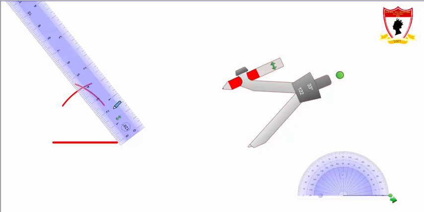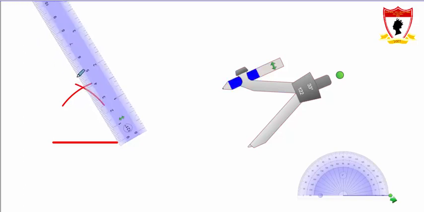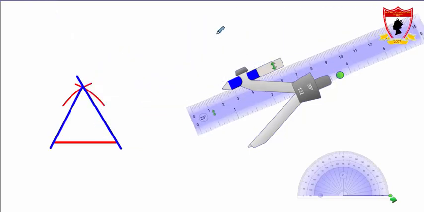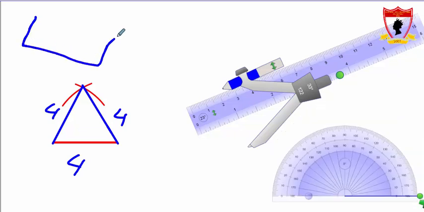Now let's join them. Now we got the equilateral triangle. Let's erase this extra edge here. Each side here is 4 centimeters because this is an equilateral triangle. How can we construct a rectangle, a perfect rectangle, which is 3 by 4? Let's construct this, and that will be the last question.